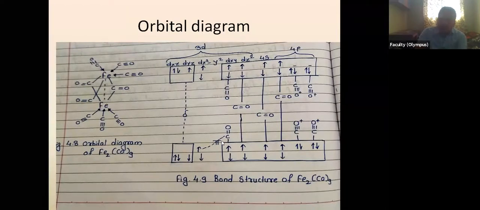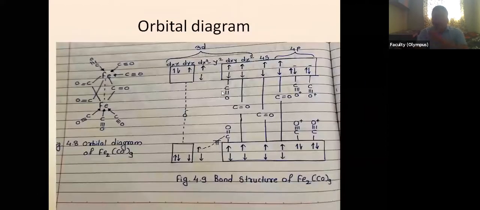Now one carbonyl can form the sigma bond, a covalent bond, with this Fe atom having one unpaired electron. Now another empty orbital is there with the d orbital that forms a pi bond, as shown in the lower part.